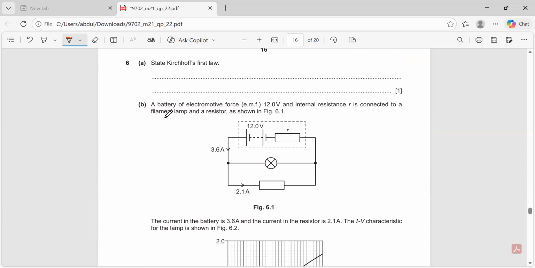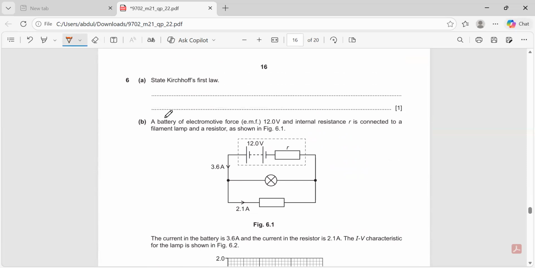So that simply means the sum of the currents entering a junction should be equal to the sum of the currents leaving a junction, or the sum of the currents at a junction is equal to 0. I wrote it last time also this way: sum of the current is 0 at a junction in a circuit. First class, 1 mark only. So that is enough.